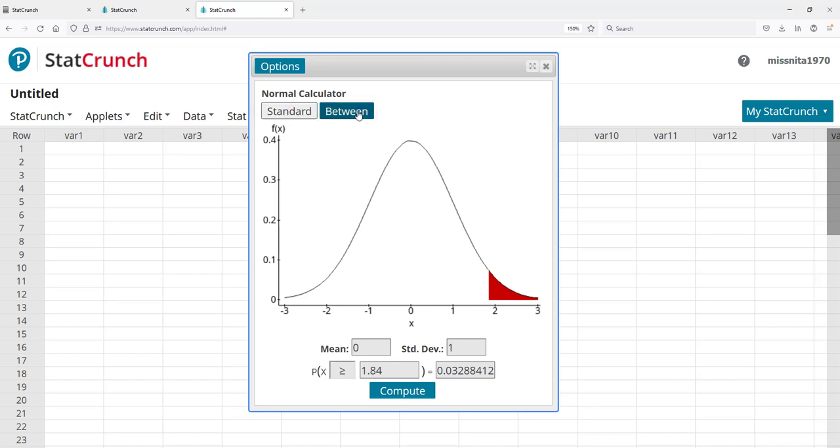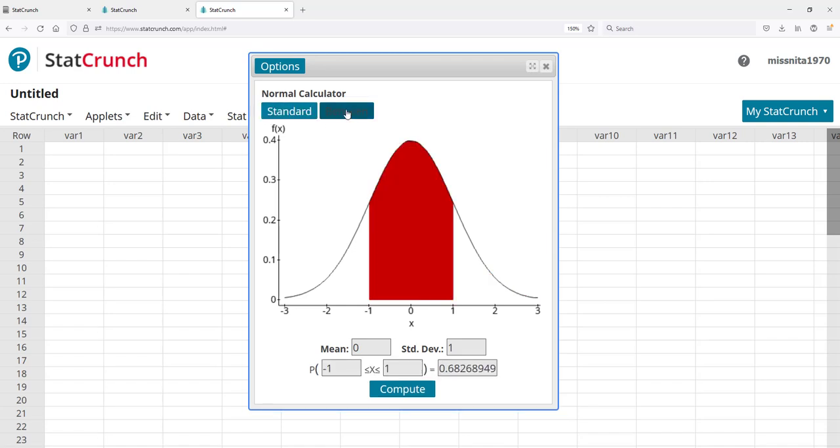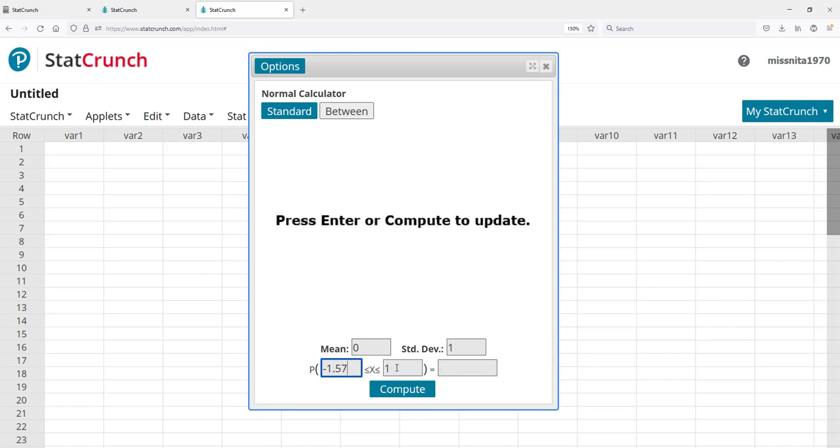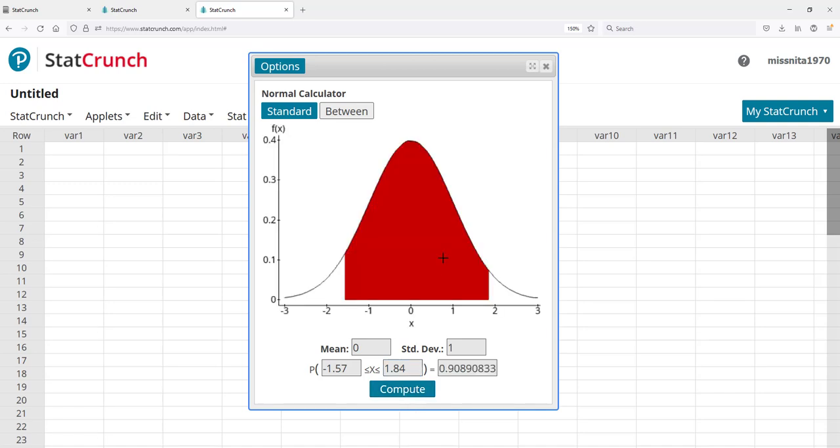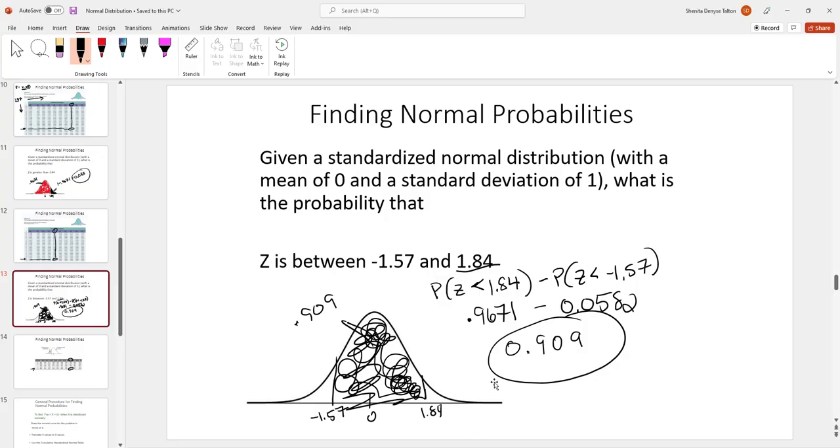If you click up here, you'll see between. You can click on that and it changes it so you can find the area between two values. So type in negative 1.57 and then 1.84 here. When you hit compute, your picture comes up and you get 0.909. And that's what we calculated before, 0.909.